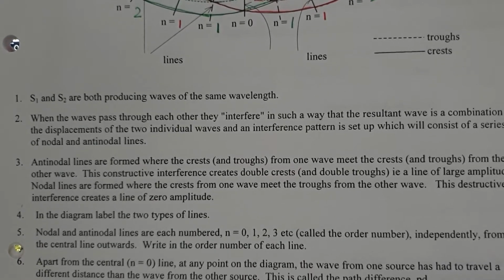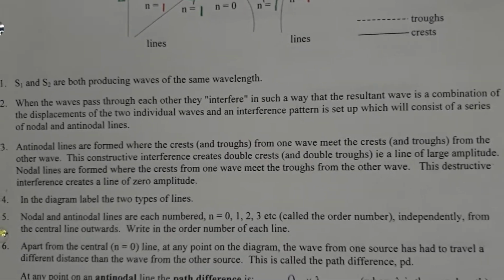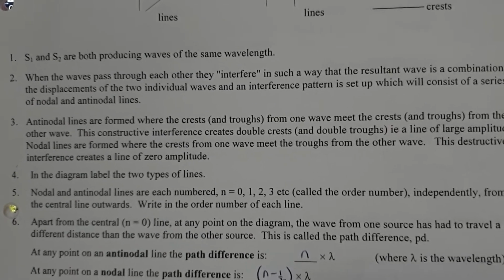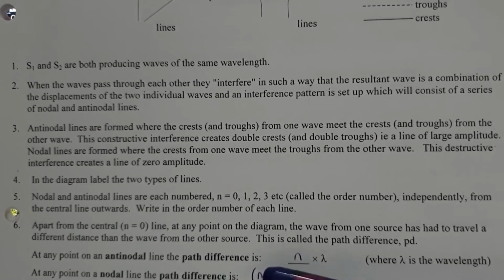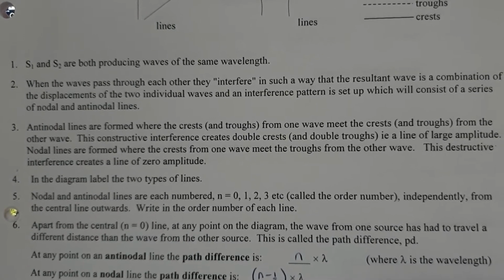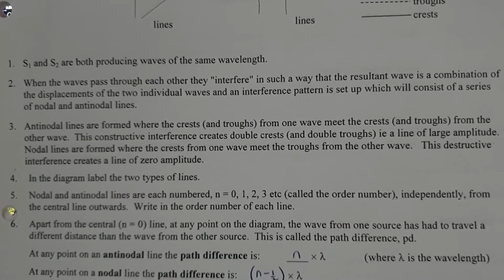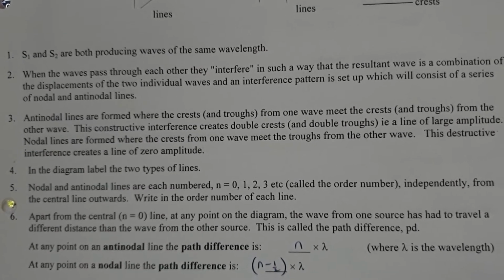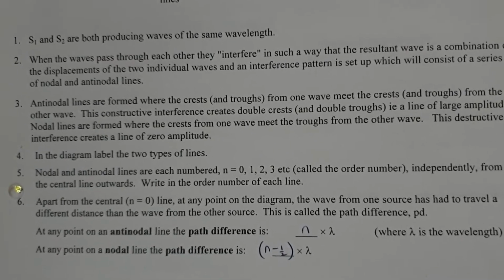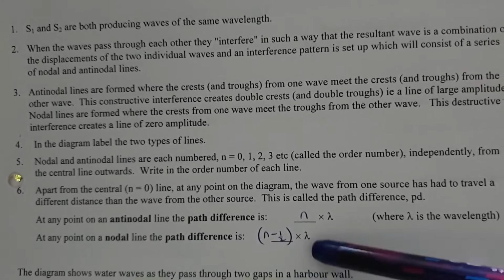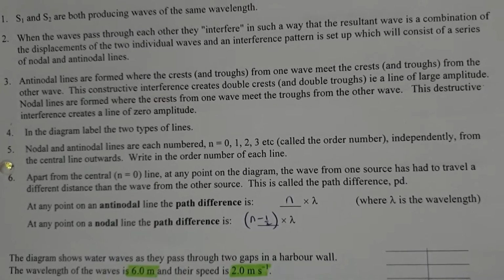So we've labeled the lines and we've also numbered the lines. Okay, so apart from the central antinodal line where n is 0, at any point on the diagram, the wave from one source has had to travel a different distance than the wave from the other source. This is called path difference. And so for an antinodal line, the path difference is nλ, and for a nodal line, the path difference is (n − ½)λ.